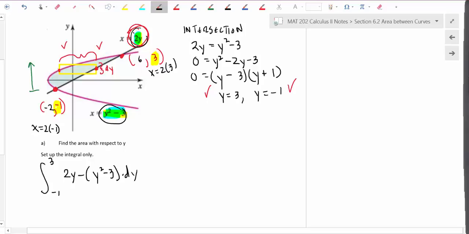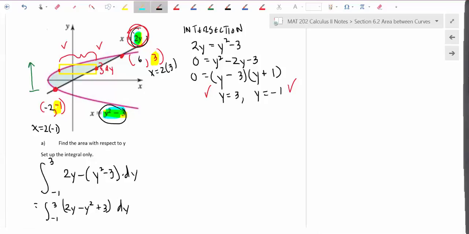Okay, so let's simplify this expression down here. We're going to have the integral from negative 1 to 3 of 2y minus y squared plus 3 times dy. Then we should be ready to go through and integrate this one. Okay, so let's do the antiderivative. We can do the antiderivative in our head on this one. I'm just going to do this at the side.